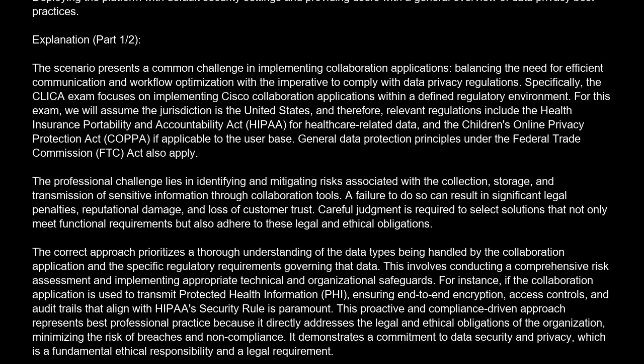Careful judgment is required to select solutions that not only meet functional requirements, but also adhere to these legal and ethical obligations. The correct approach prioritizes a thorough understanding of the data types being handled by the collaboration application and the specific regulatory requirements governing that data. This involves conducting a comprehensive risk assessment and implementing appropriate technical and organizational safeguards. For instance, if the collaboration application is used to transmit protected health information, ensuring end-to-end encryption, access controls, and audit trails that align with the HIPAA Security Rule is paramount.